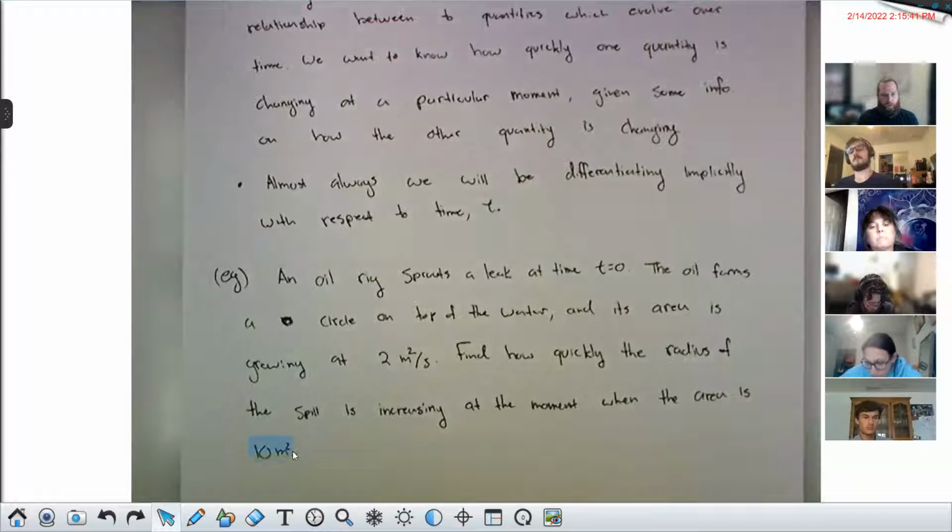So at that moment, I know that the area of the spill is 10 square meters. And I know that the area is growing at 2 square meters per second. This would be a measure of how fast the oil is spilling out. I want to say what the radius is doing at the moment when the area is 10 meters squared. How fast is that radius growing? Is the physical situation clear? Do we feel like we have a clear picture in our head? Can we tell? Am I using words that are coming across reasonably?